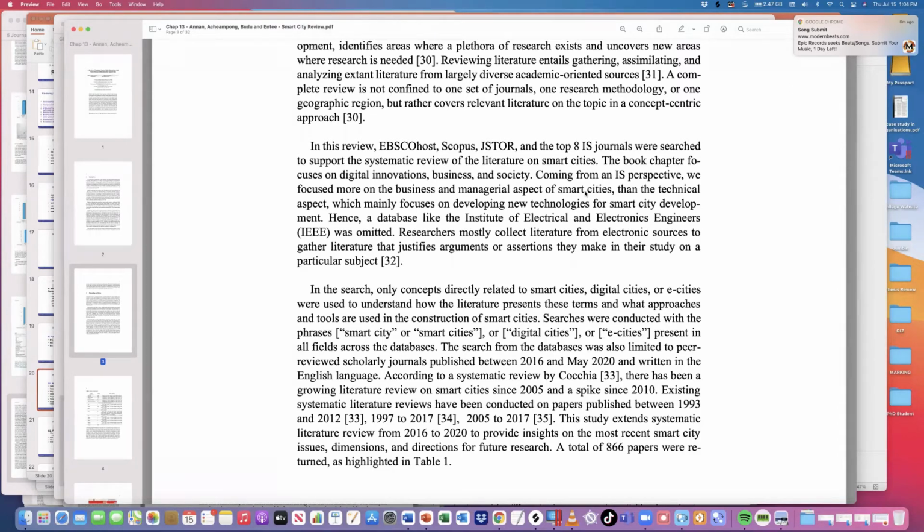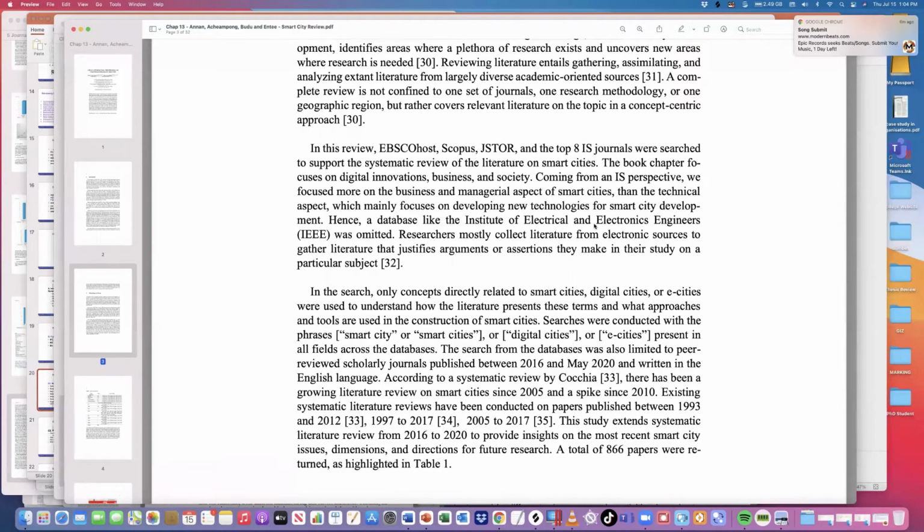Okay, so this is interesting. A database like the Institute of Electrical and Electronics Engineers was also omitted because he was focusing on the business and managerial aspect of smart cities. If you add that one, you get all the engineering issues about smart cities, which you don't want, because the target journal was on business and society and innovation. So you have to make sure that you eliminate those ones.